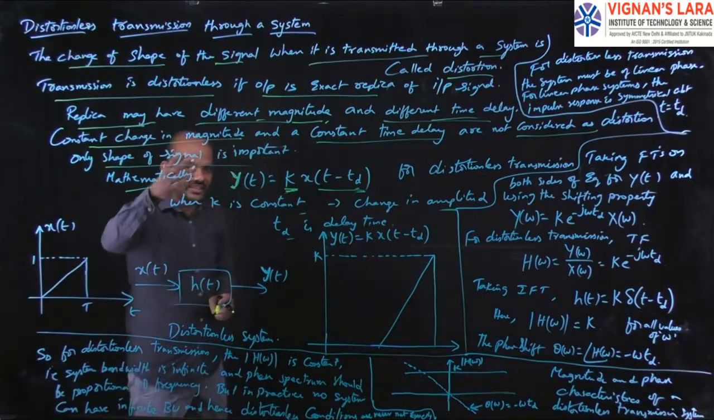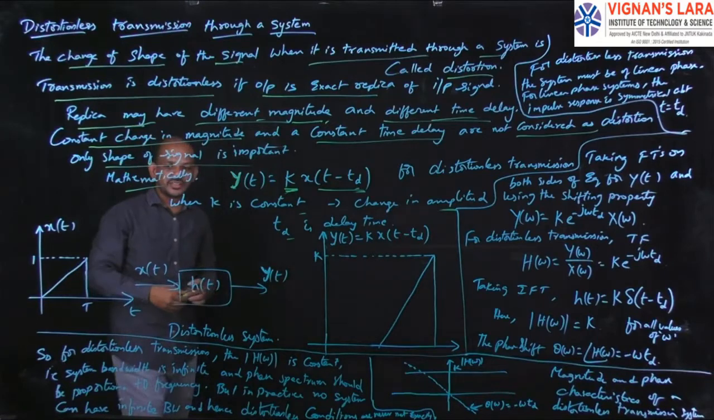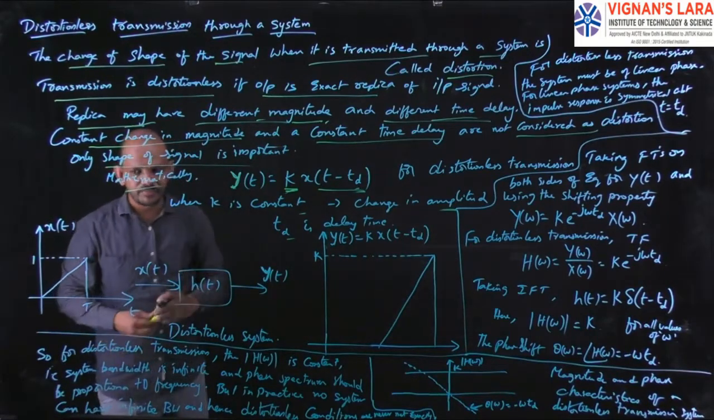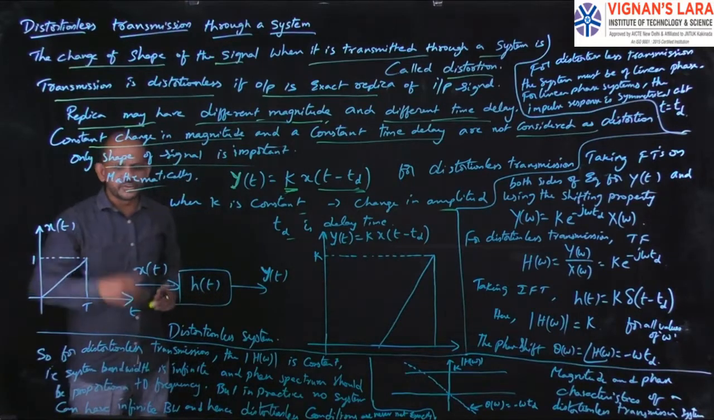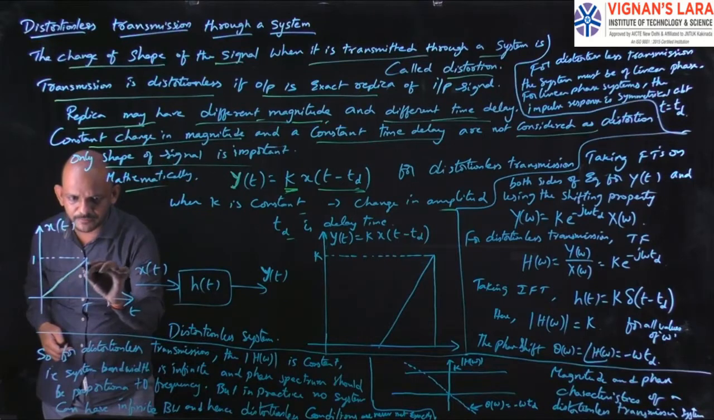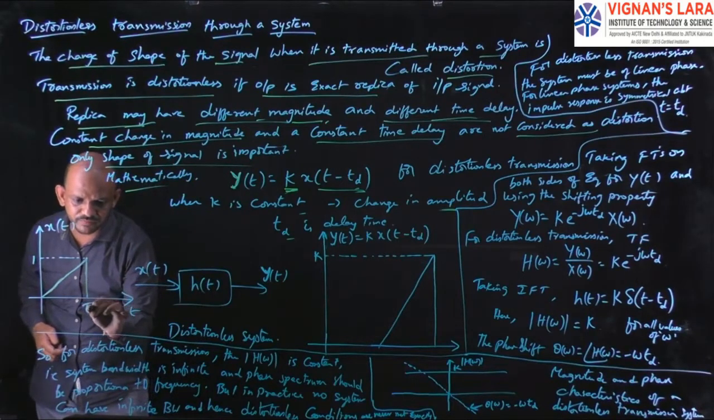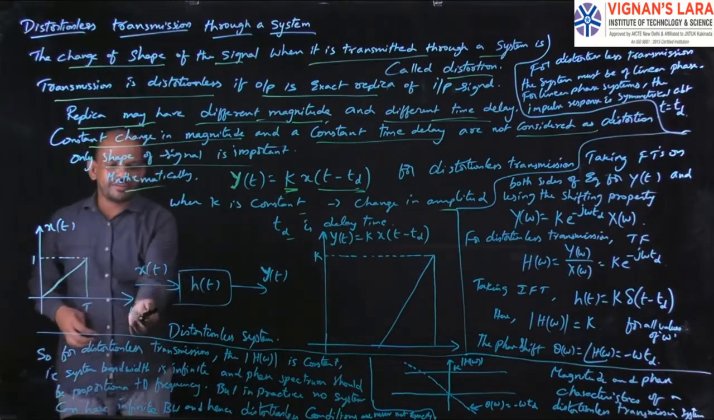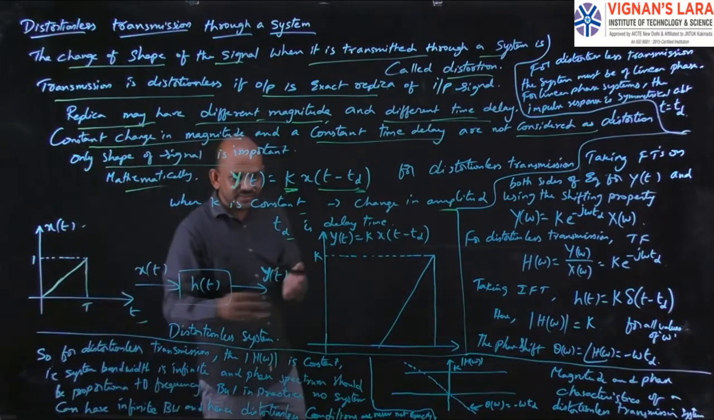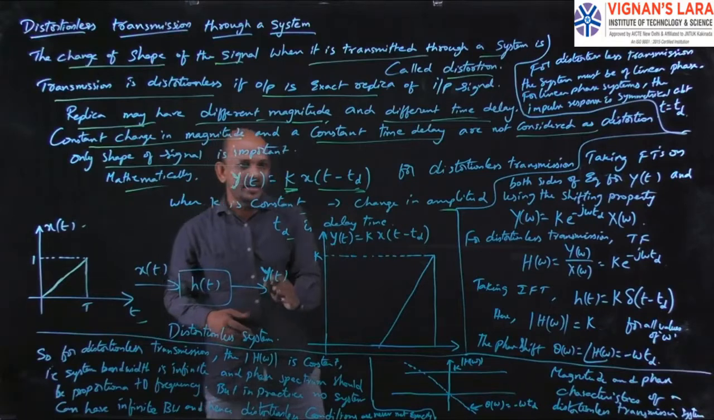For this theoretical explanation, I will go to a diagrammatic explanation. See the diagram. So this is a distortionless system. For this, consider an input like this. This is the input signal x of t, and its amplitude is 1. This is given to a system with impulse response h of t, and it is producing an output like this.